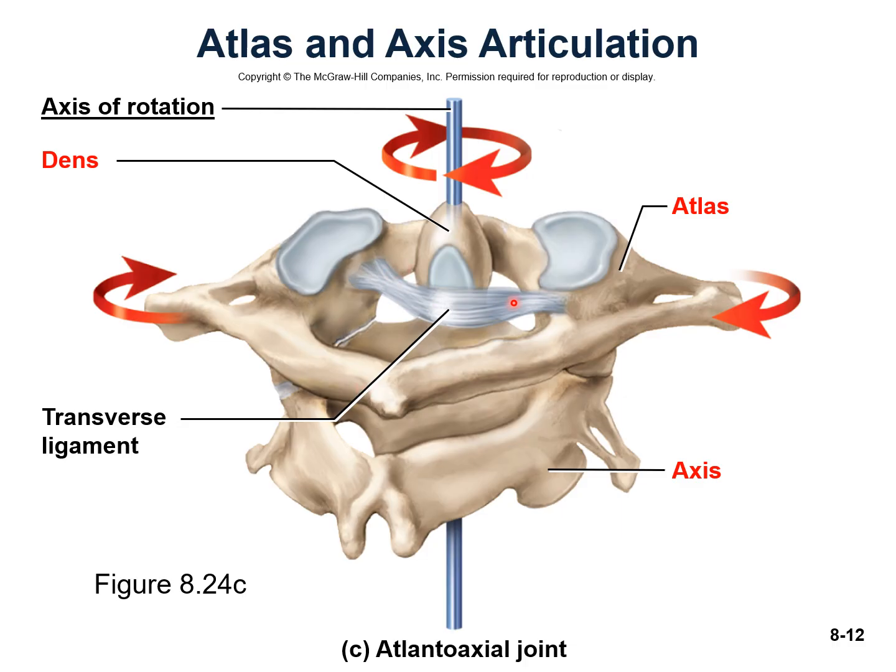And this is the transverse ligament. There's the dens of the axis that provides an axis of rotation. The atlas is C1 that holds up the skull.